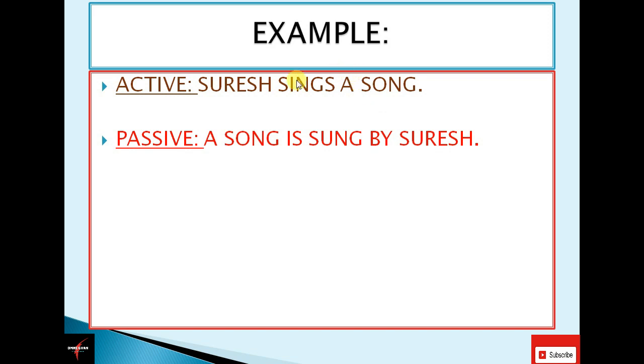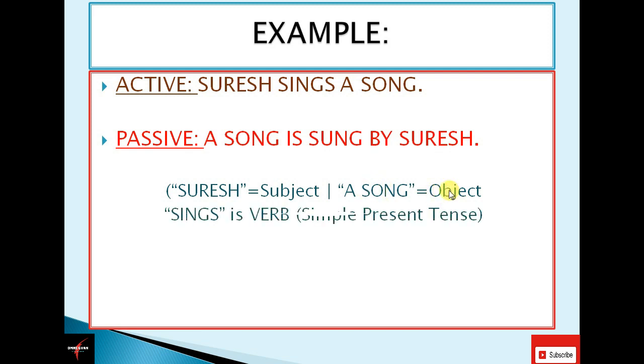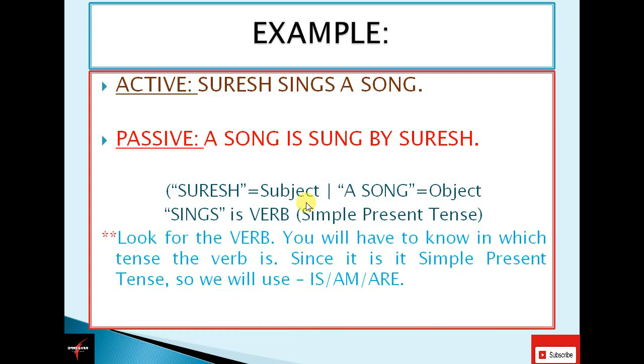So you can see that Suresh is the subject, okay? A song is the object. Sings is the verb, which is in simple present tense. I already told you in the beginning, we'll be learning sentences under simple present tense only. Now you have to identify the verb, okay? So look for the verb. You will have to know in which tense the verb is. So it is very important for you to know in which tense the verb is.